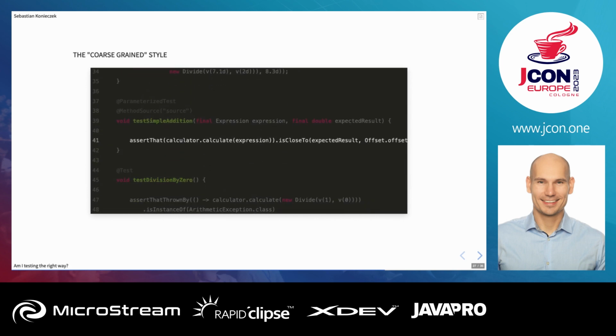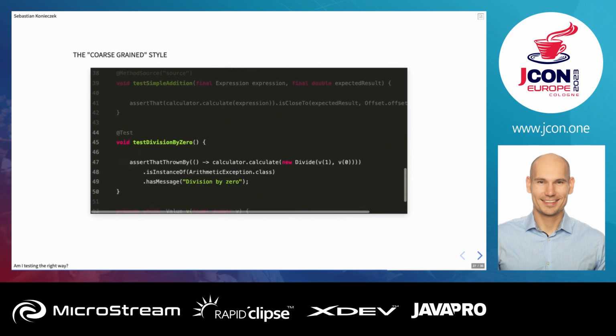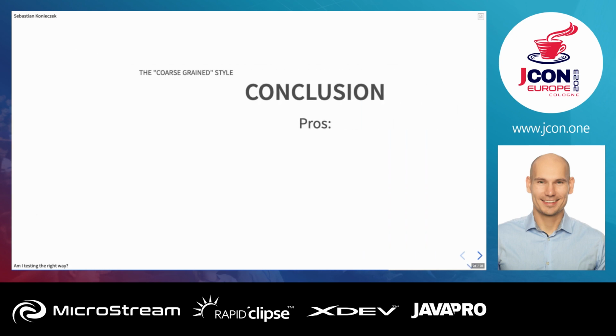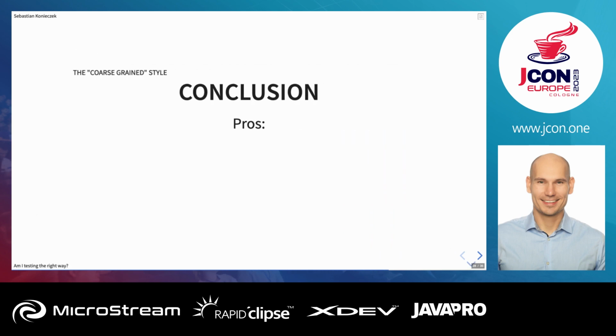But the test itself is then relatively easy, at least for this calculator. So we just put the expression into the calculate method, and then check that the result is close to the expected result. And of course, there's also a division by zero test. So this same test you can find in the fine-grained style as well, in the divide handler test. Yeah, so that's all we need to do here. So we can already draw a conclusion on this one.